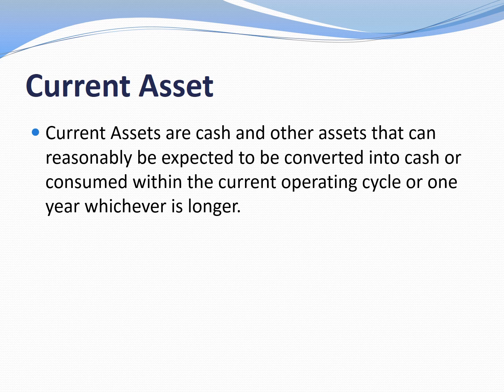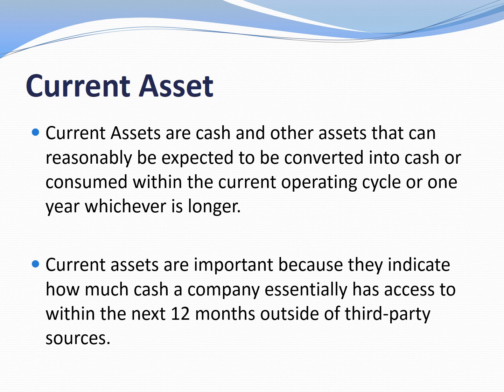Current assets are cash and other assets that can reasonably be expected to be converted into cash, or consumed within the current operating cycle, or 1 year, whichever is longer. Current assets are important because they indicate how much cash a company essentially has access to within the next 12 months outside of third-party sources. It is indicative of how the company funds its ongoing, day-to-day operations, and how liquid a firm is. The ratio of current assets to current liabilities is particularly important in judging liquidity.